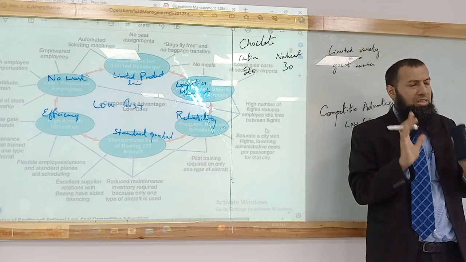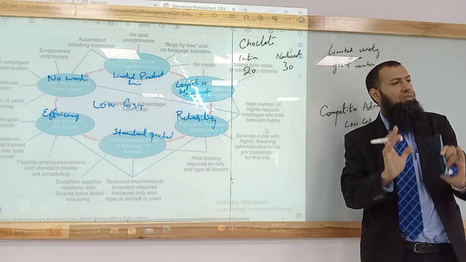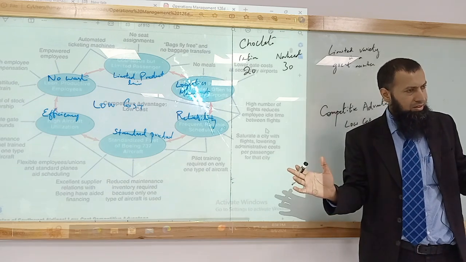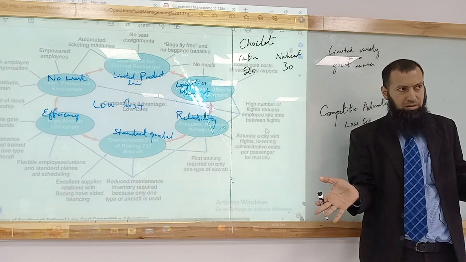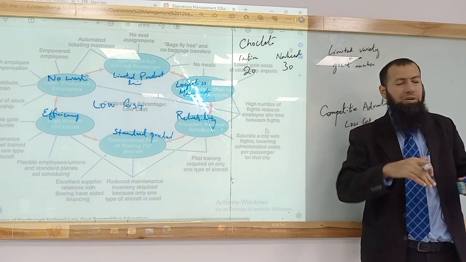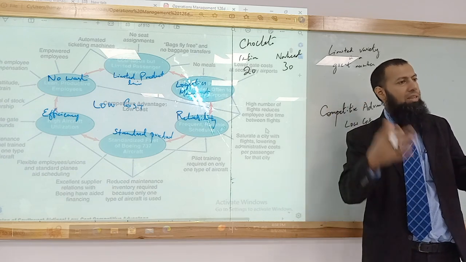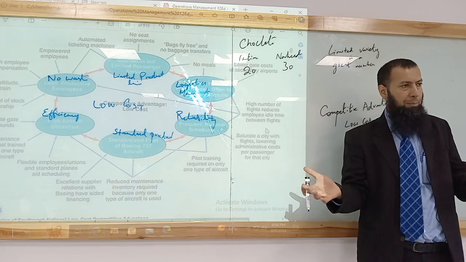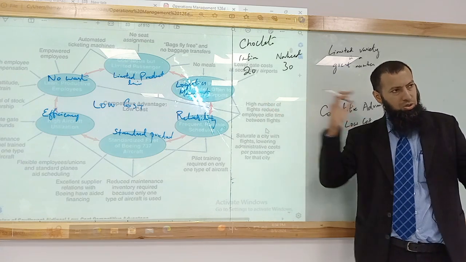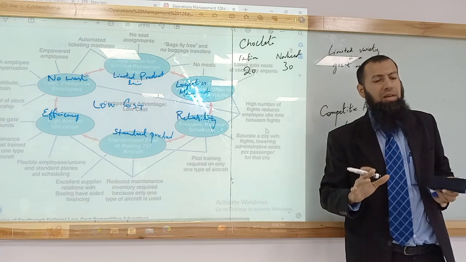So we say in the differentiation strategy we have the large variety of a product. Simple. Large variety of product. Obviously not every product in the world, but a large variety compared to the low cost strategy. Getting my point? Is it clear?